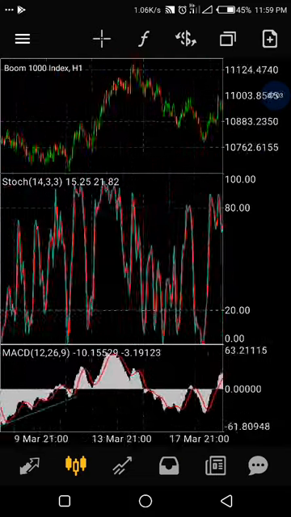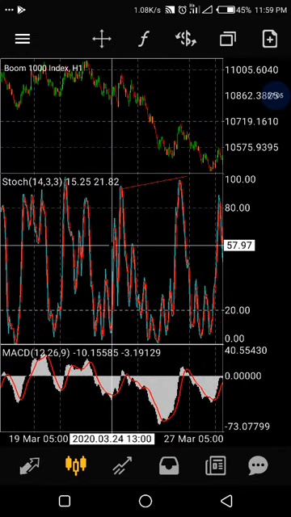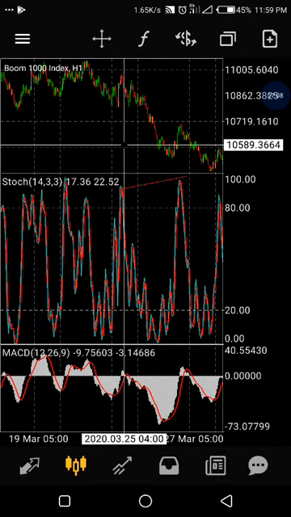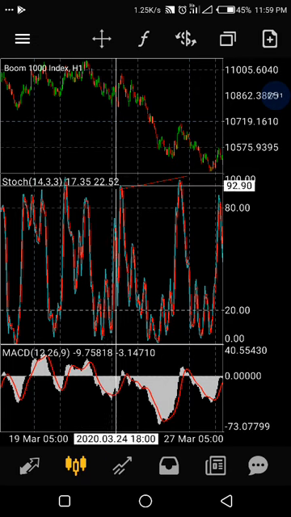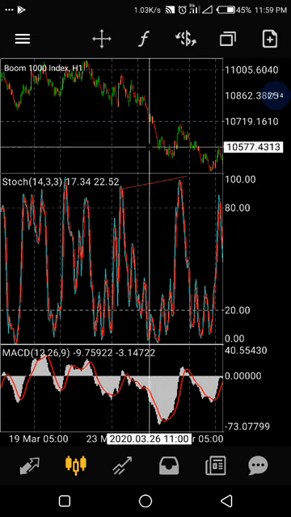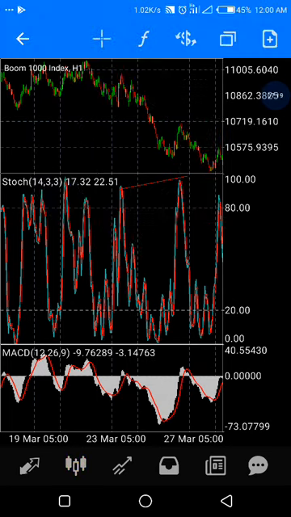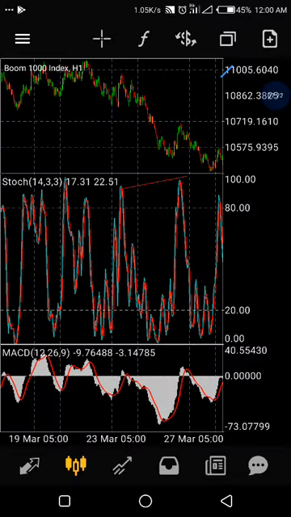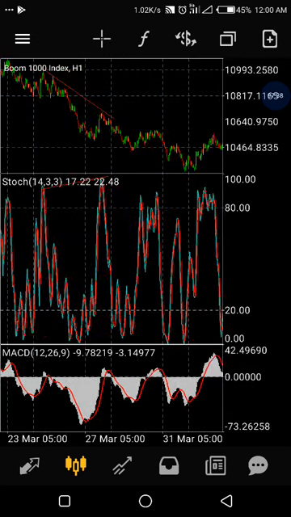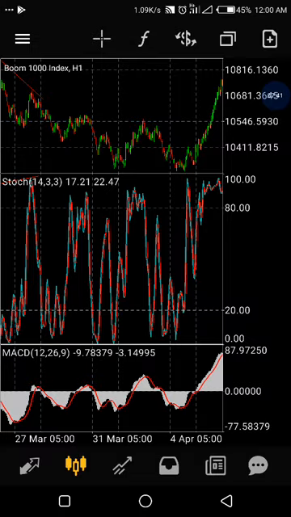Let me see if there's another one. Okay, there's still another one here. From here, if you check it right here, see, a lower low and a higher low. See, negative divergence. I have to mark it so we know. You see, it showed the continuation of the trend.